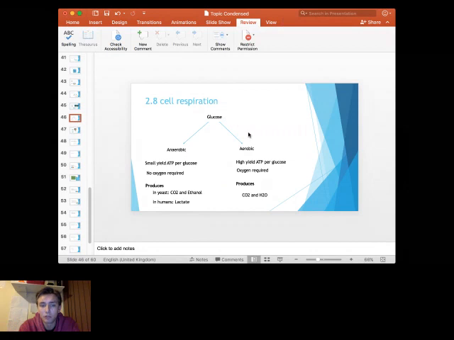Glucose can also be used to produce ATP via something called aerobic respiration. The main difference here is that aerobic respiration requires oxygen, and it has a much higher yield of ATP per glucose. And so if an organism could choose, it would be much smarter to always do aerobic respiration compared to anaerobic respiration. Right? And aerobic respiration produces CO2 and water as byproducts. Okay?